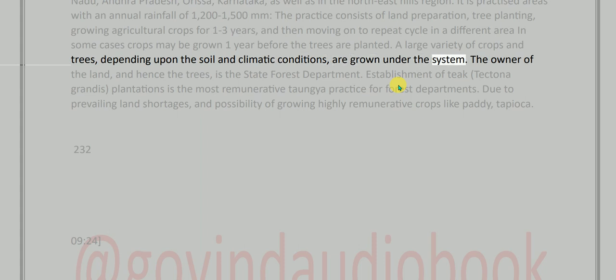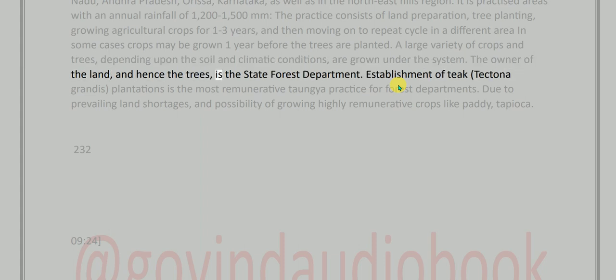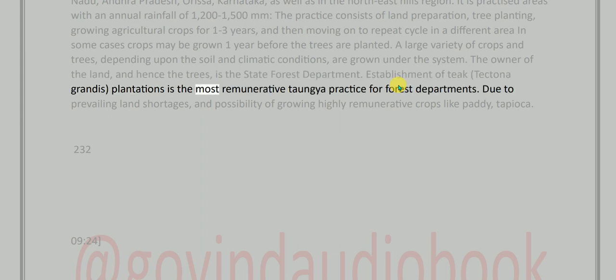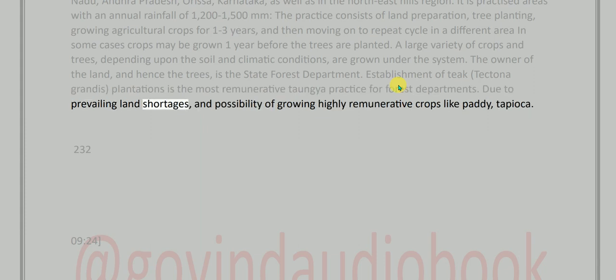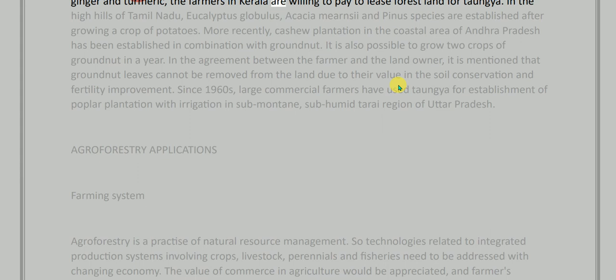The owner of the land, and hence the trees, is the State Forest Department. Establishment of teak, Tectona grandis, plantations is the most remunerative Taungya practice for forest departments. Due to prevailing land shortages, and possibility of growing highly remunerative crops like paddy, tapioca, ginger and turmeric, the farmers in Kerala are willing to pay to lease forest land for Taungya.